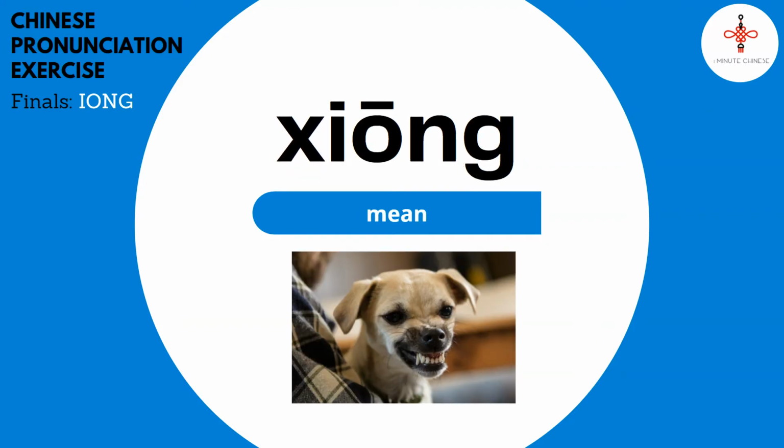Let's combine the initial xi, the final yong, and the high-pitched first tone all together. Xi, yong, xiong. Repeat after me. Xi, yong, xiong. Xiong, xiong, xiong. Xiong is mean in Chinese.